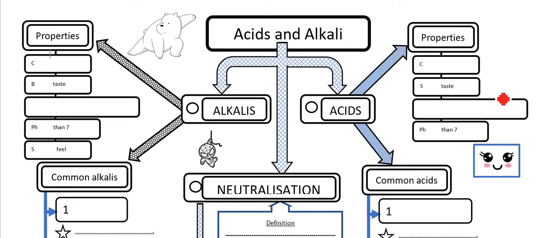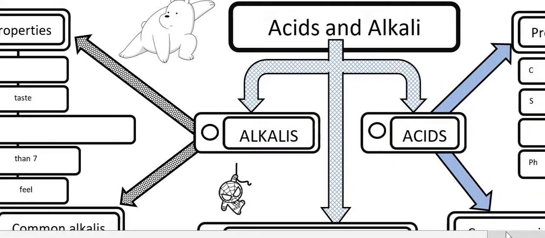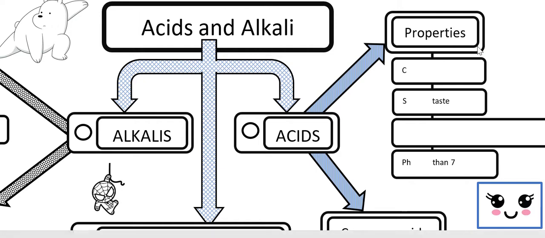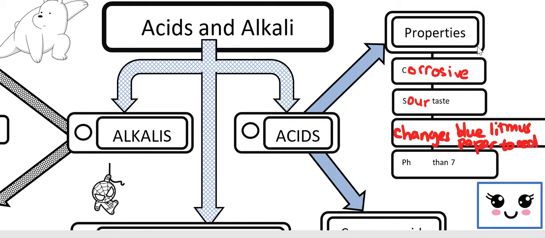So the properties of acids. C here. Okay, I'm going to just zoom in there a little bit. So the C over here refers actually to corrosive. And S there, it has a sour taste. And this right here, I think we need to talk about litmus paper. So it changes blue litmus paper to red. The pH should be less than 7.